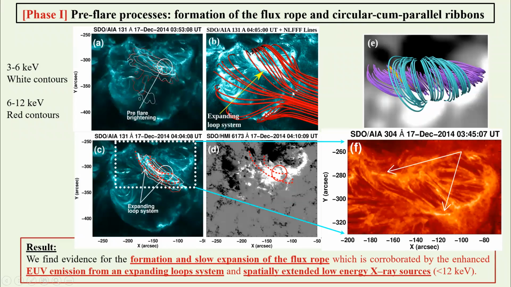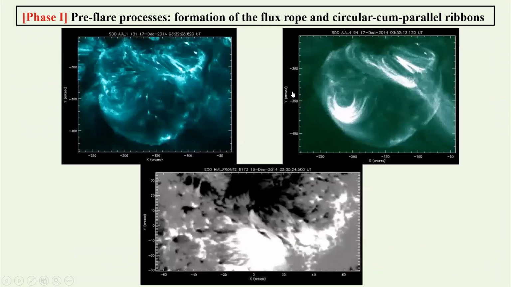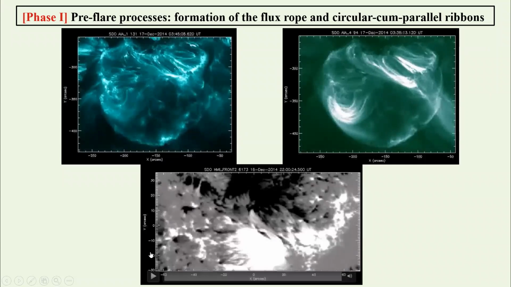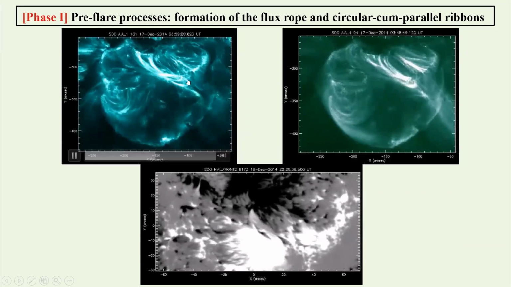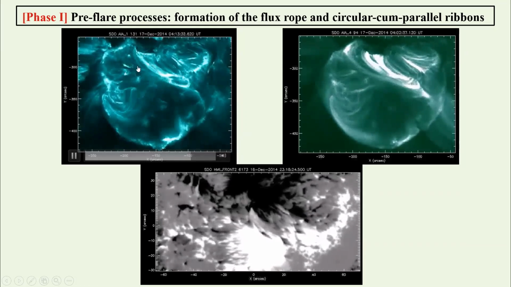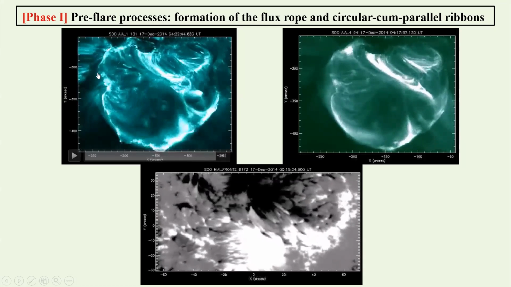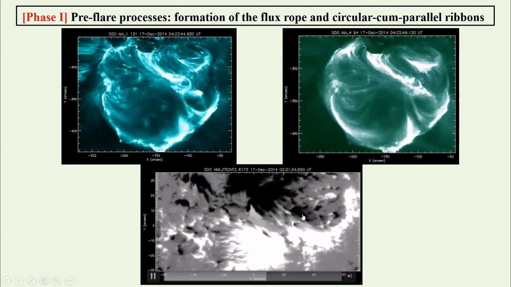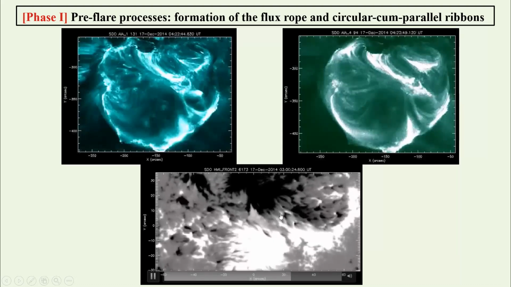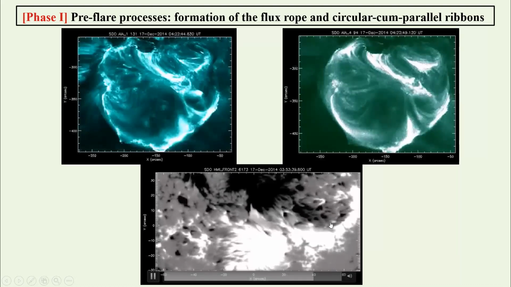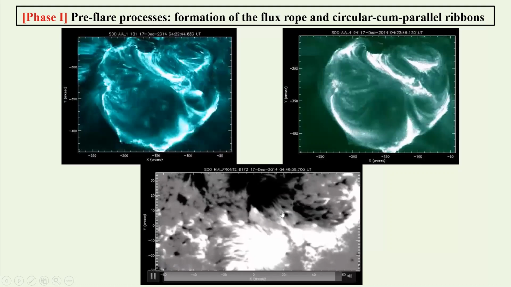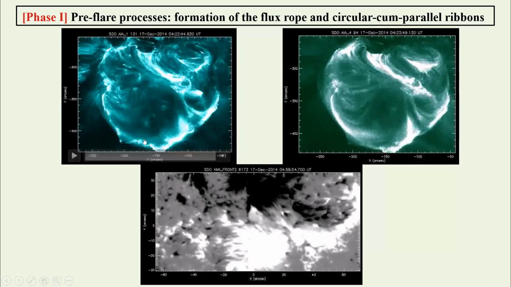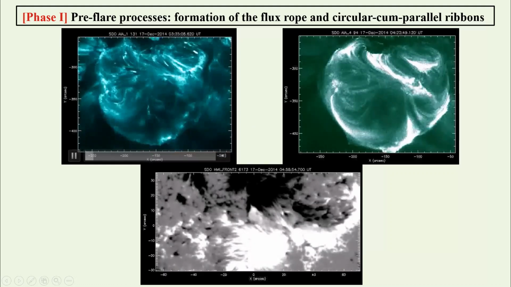In the second case, here we have some movies. If I run this movie, it will give you a hint of how it forms. You can see there is a brightness, then some bright structure, and then the formation of bright circular-like structures. Some magnetic changes you can also see in the SDO HMI movie in the initial stages, with some moving magnetic features. So this is phase 1.